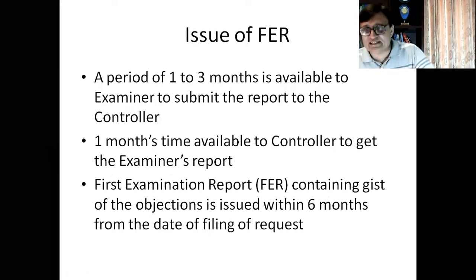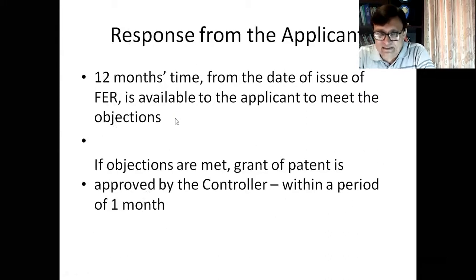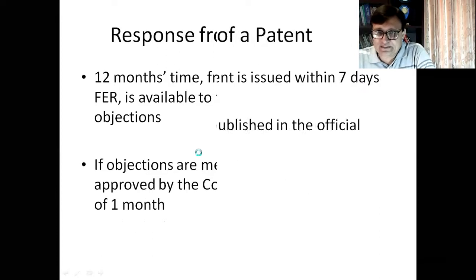So this is a process where the examination is done, then the first examination report is submitted. Then if there are certain exceptions, the applicants will be asked to make explanations. 12 months time from the date of the first examination report is available to the applicant to meet the objections. If objections are met, grant of patent is approved by the controller within a period of 1 month. So whenever this process is over, he will issue immediately the grant of the patent.